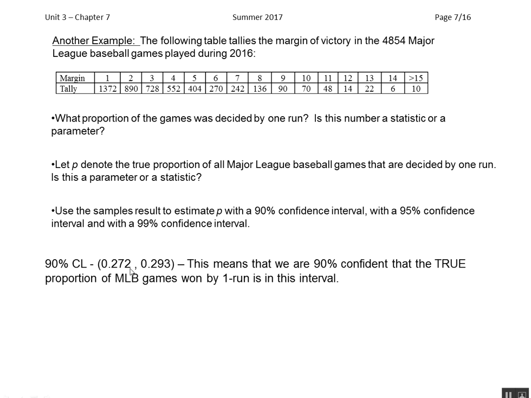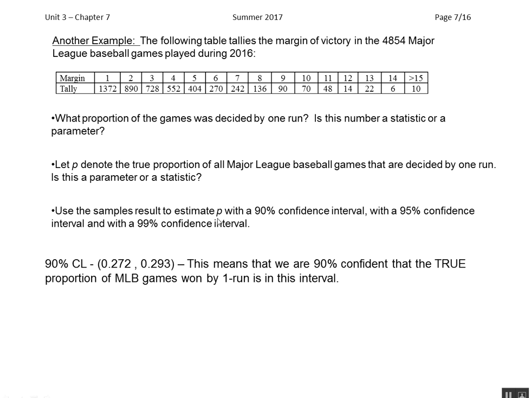And what this interval tells us is that we're 90% confident that the true proportion of Major League games won by one run is in this interval. And what we mean by Major League games is all of the games in the 100 or so years that Major League Baseball has existed. We use 2016 as the sample. So this gives us a confidence interval.